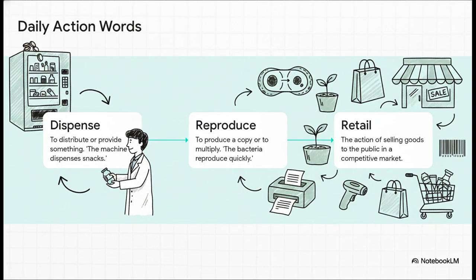Okay, here are 3 quick but really useful action words. First, dispense. This just means to give something out or provide it. A soda machine dispenses drinks. A pharmacist dispenses medicine. Next up, reproduce. This can mean making a copy of something, like on a printer, or in biology, it means to multiply, to create offspring. And finally, retail. This is simply the act of selling stuff directly to customers. That's why we talk about the retail industry.